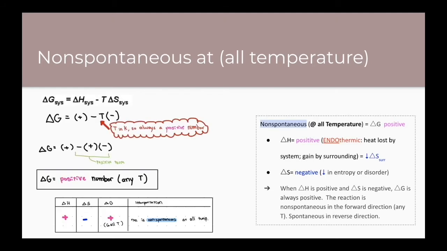So in a situation where delta H is positive, which is an endothermic reaction, so there's an increase in enthalpy, and negative delta S, so entropy decreases during the reaction, this means that the free energy is always going to be positive. It doesn't matter what temperature we run the reaction at, the reaction will always be non-spontaneous in the forward direction, but spontaneous in the reverse direction.